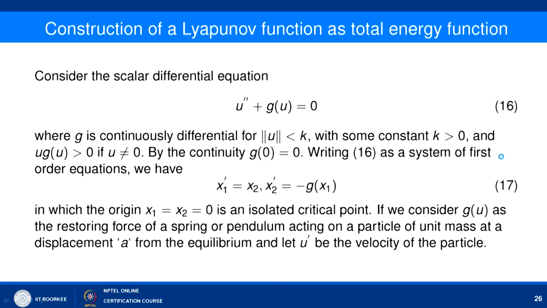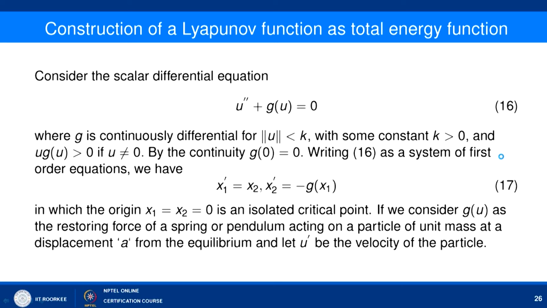So, now let us look at one more method to construct the Lyapunov function, and here we construct the Lyapunov function as a total energy function. For that, let us consider the scalar differential equation u double dash plus g of u equal to 0, where g is a continuously differentiable function for norm of u less than k, where k is some positive constant, and u g of u is positive if u is non-zero.